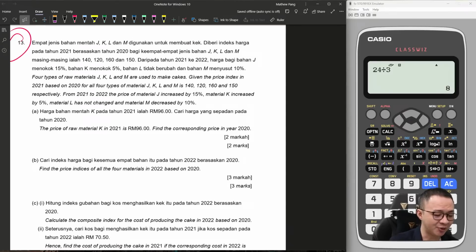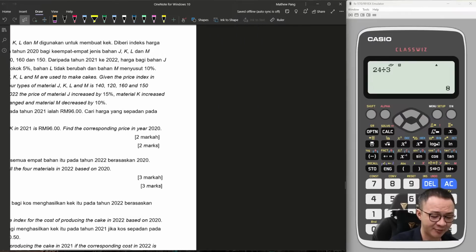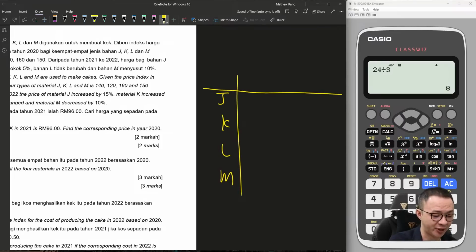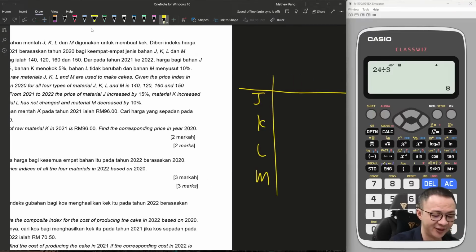Okay, you have 4 types. So normally for a question like this, I would give myself a diagram. Okay, we have something like J, K, L, M. Okay, this is the product. I don't know what this product is for. Raw material, is it? Yeah, raw material.